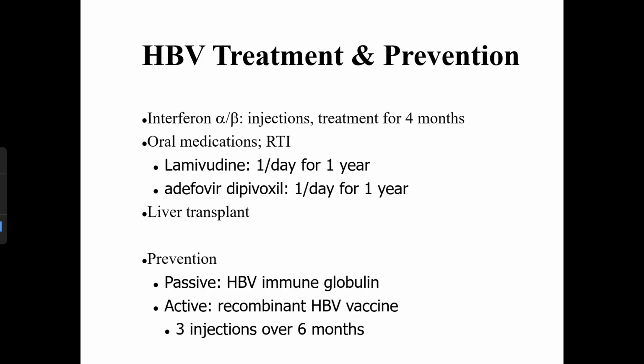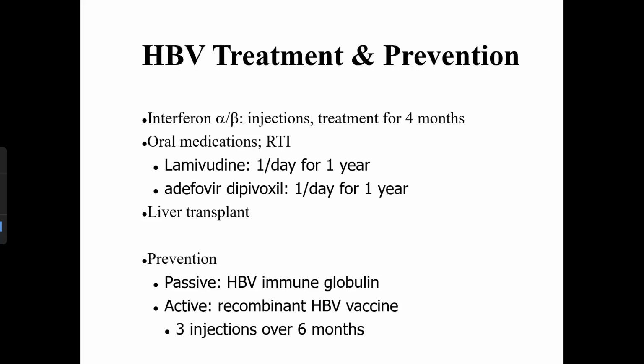Treatment and prevention: interferon alpha and beta injections, treatment for 4 months. Oral medications exist. A liver transplant may be necessary depending on the amount of cirrhosis or damage to the liver. Prevention: there is a vaccine, and you can also passively get the HBV immune globulin. So if you're having an active case of it, they may passively give you the antibodies from someone else.